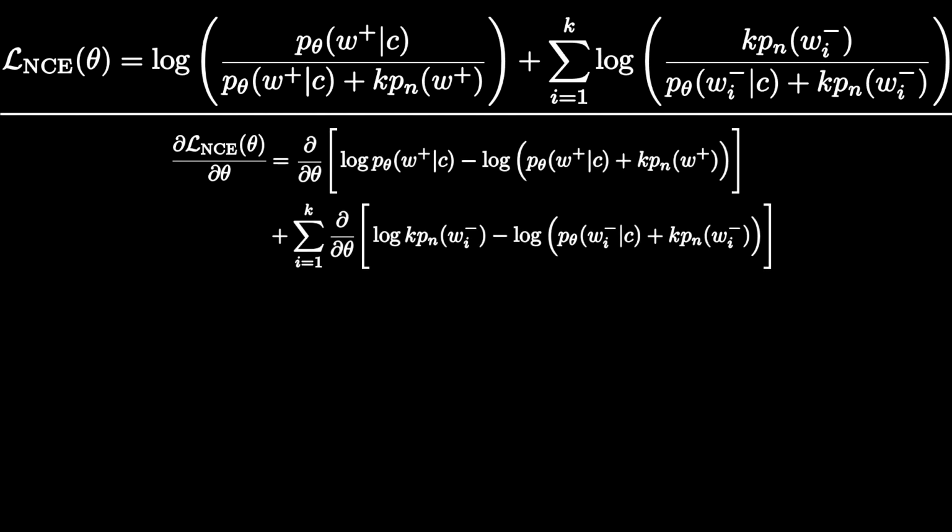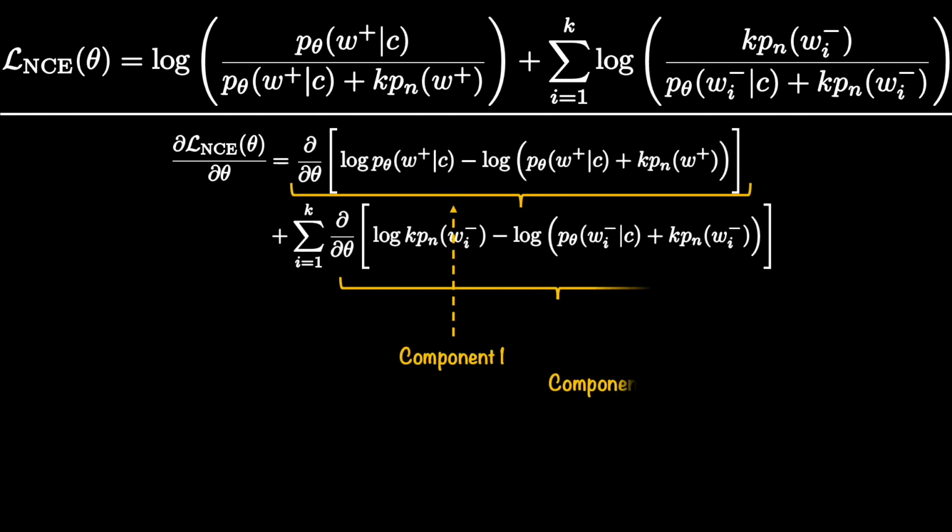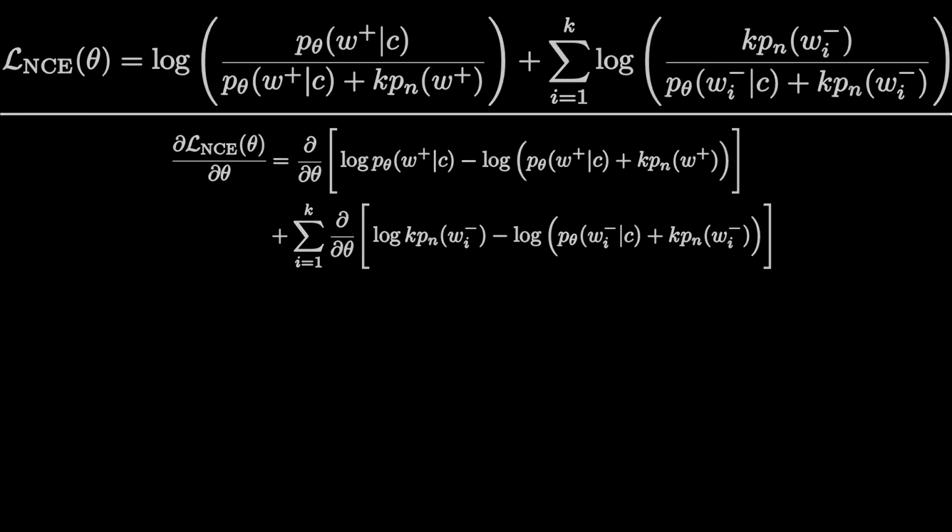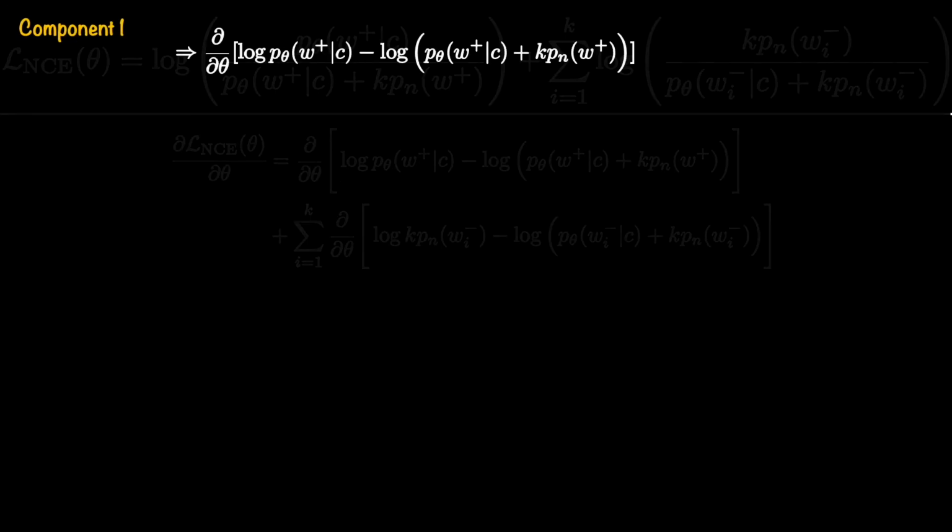Now, due to the lack of space, I'm going to simplify these two components separately, and this is why I have labeled them. The first one is component 1, the second one is component 2 inside the summation, and whatever we will do for component 2 will apply to all the k negative samples. Here I have rewritten the first component.